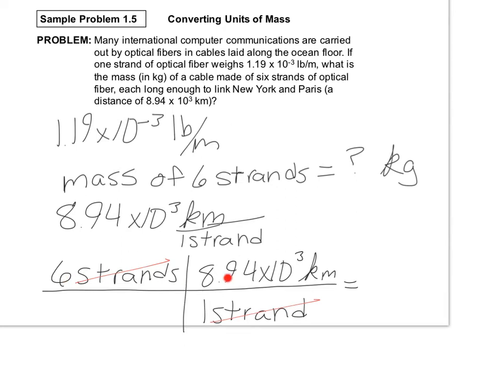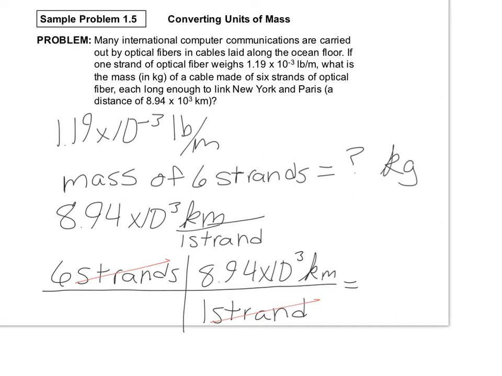And remember, everything in the top gets multiplied by each other of the T, divided by everything in the bottom of the T. So, I'm going to open my parentheses on my calculator. 6 times 8.94 times 10 raised to the 3, close parentheses, that's everything in the top, divided by, open parentheses, 1, close parentheses, because that's everything in the bottom, equals.